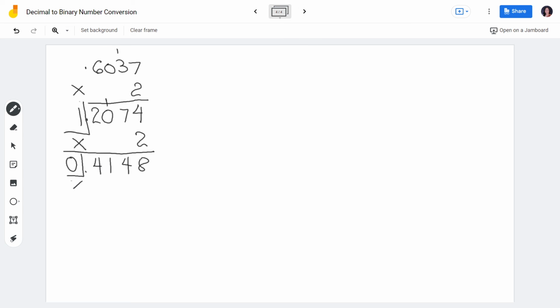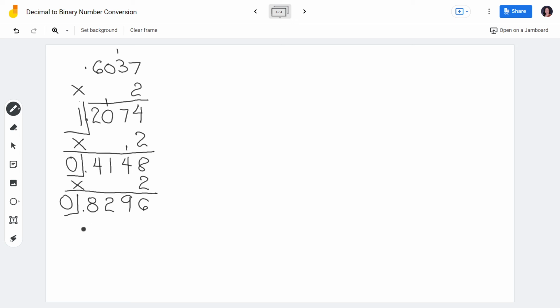And then again, times 2. 0.4148 times 2: 8 times 2 is 16, carry 1. 2 times 4 is 8 plus 1, we have 9. 2 times 1 is 2. And then 2 times 4 is 8. Again, no value, so it's still a 0.